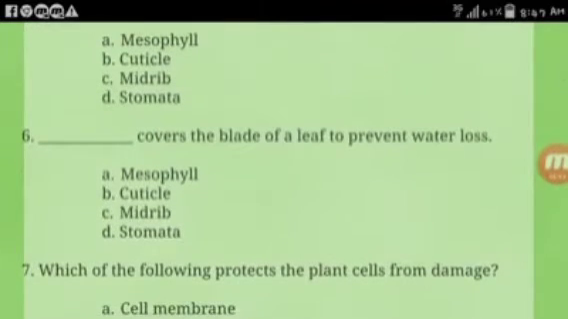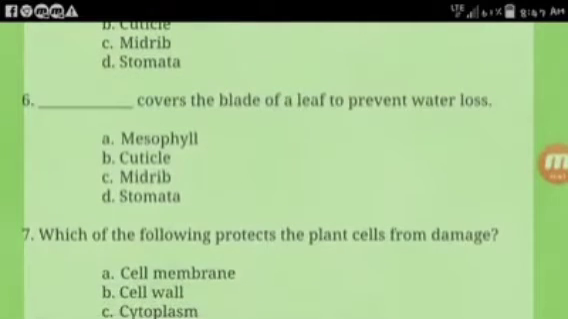Next one, blank covers the blade of a leaf to prevent water loss. Usually when you see the leaves of plants, they have this very shiny stuff that covers the upper part, or the blade, of the leaves. It's what we call the cuticle. It's a waxy substance. This does not allow water loss in plant leaves, because if there's no cuticle, the leaves will die.